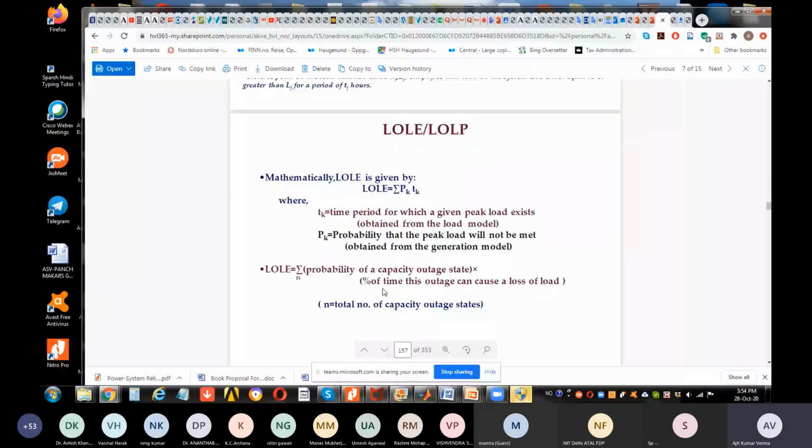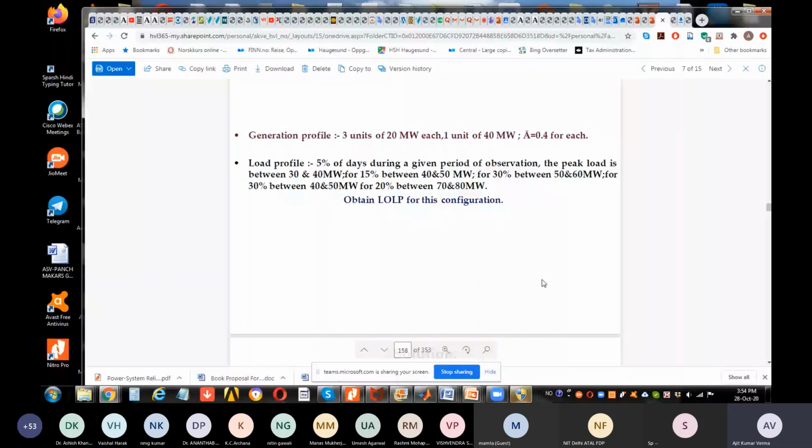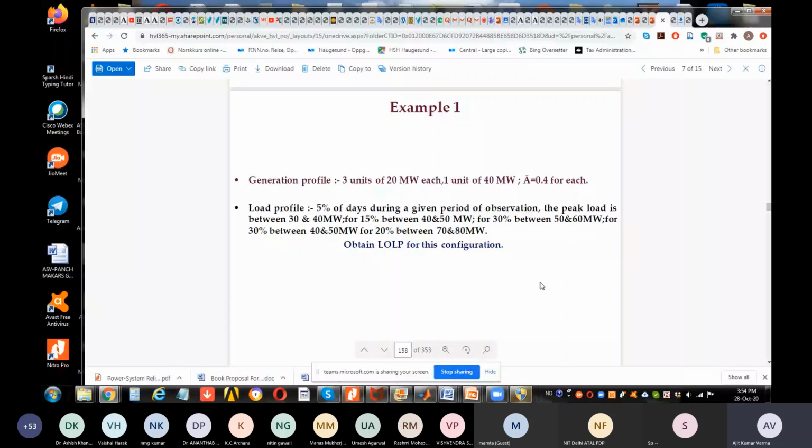Okay, so let's look at a couple of examples that could make things a little more clear. You have a generation profile of 3 units of 20 megawatt each, and 1 unit of 40 megawatt, the same problem that we looked at. We have handled the same problem. We found those transition rates, frequencies and state probabilities in the previous capacity outage probability table. So this is the generation profile. Let's look at the load profile.